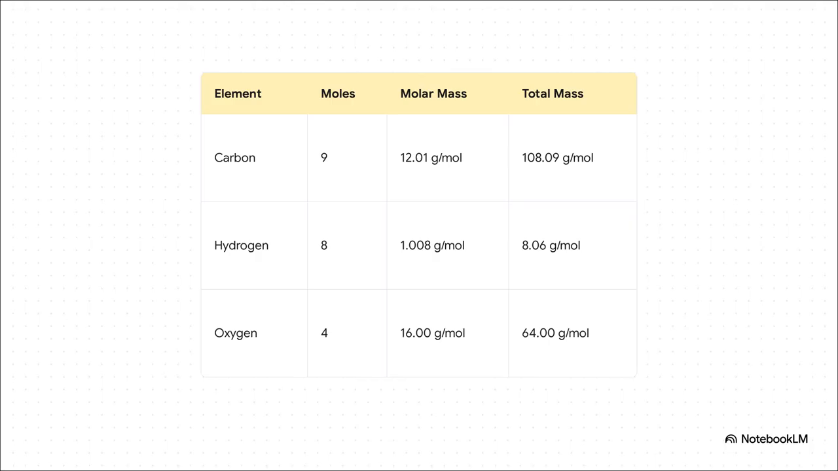We take the quantity of each element's moles in the formula and multiply by its molar mass. So for carbon, we've got 9 moles multiplied by 12.01 grams per mole. For hydrogen, it's 8 moles multiplied by 1.008 grams per mole. And for oxygen, 4 moles multiplied by 16.00 grams per mole. Once we have those three separate totals, we simply divide each one by our grand total of 180.159.